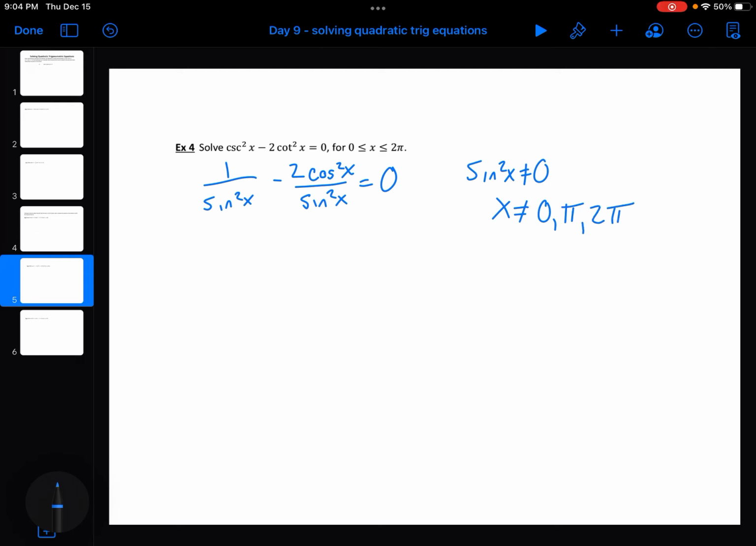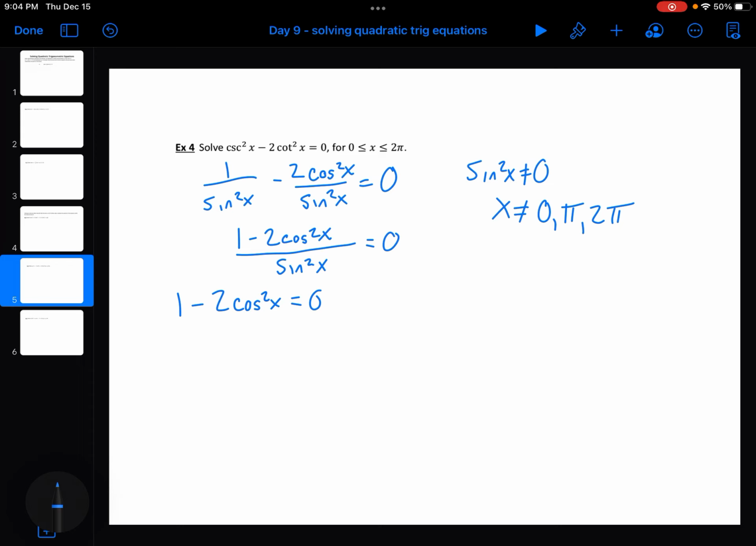Okay, that's getting rid of my denominator. And then really, I can multiply that sine squared x up to the other side. I'll do it in 2 steps here. I get 1 minus 2 cos squared x over sine squared. That's just collecting like terms. And then I could multiply that sine squared x out, but I've stated my restriction already, so I've taken that into account. So I'm left with 1 minus 2 cos squared x equals 0.